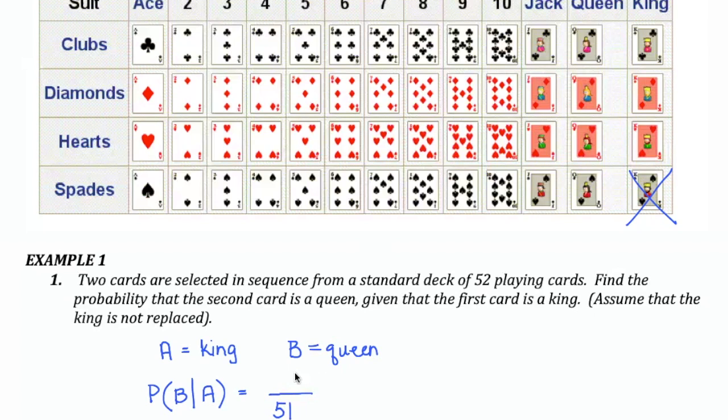Then the numerator should be the number of outcomes that I do want, which is a queen. When I look at the queen column, there are 4 different suits, so there are 4 different queens. So this probability should be written as 4 out of 51. And when you pick up a calculator, that's approximately 0.08, or an 8% chance that if your first pick is a king, your second pick will be a queen.